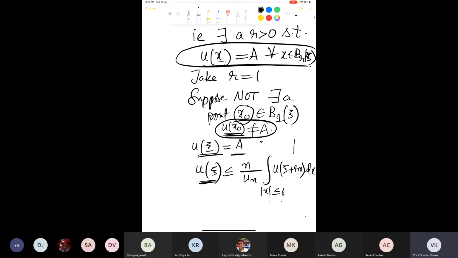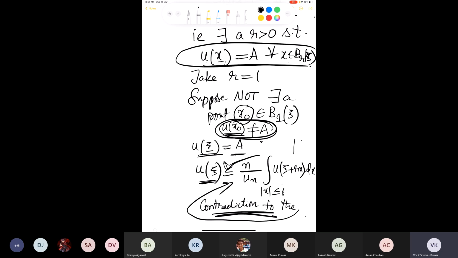We just have to observe why this is a contradiction. We'll conclude this part and see it afresh in Friday's class. We will see why this is a contradiction to this inequality. We just have to look at it in a fresh way. I'm stopping here.